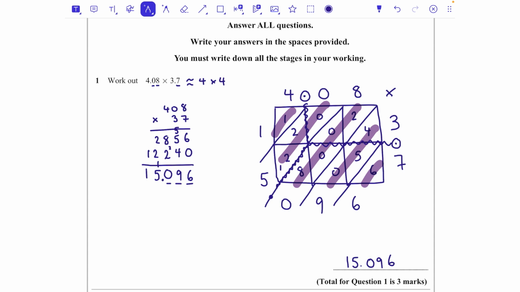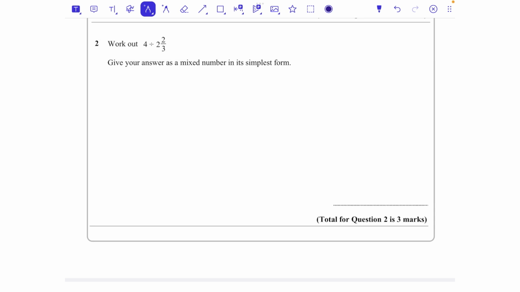Make sure you're super confident with that for 3 marks. Question number 2, work out 4 divided by 2 2/3. Give your answer as a mixed number in its simplest form.